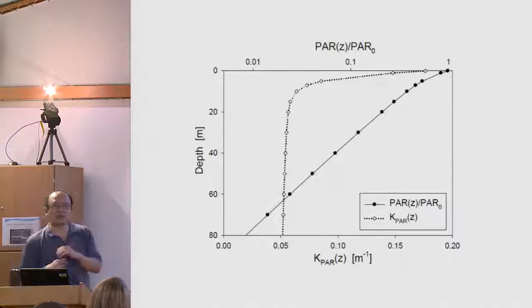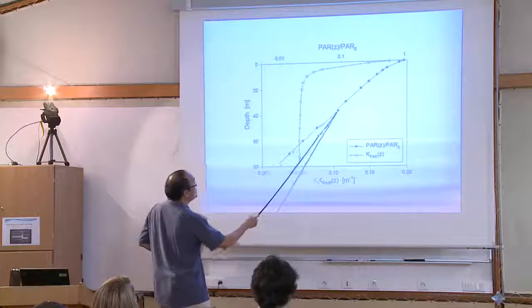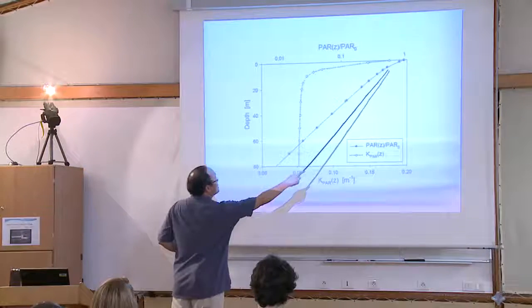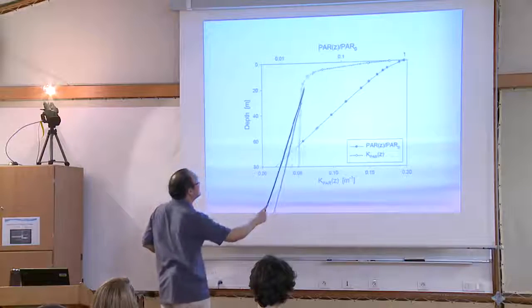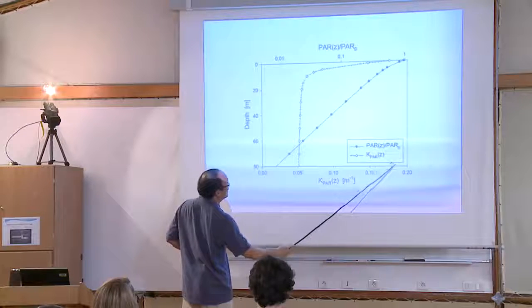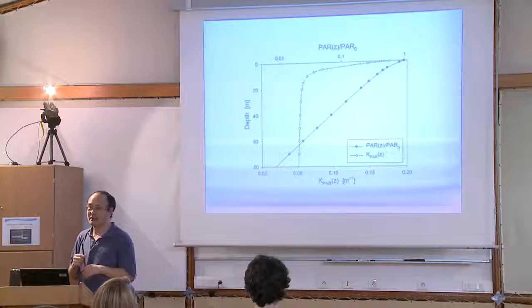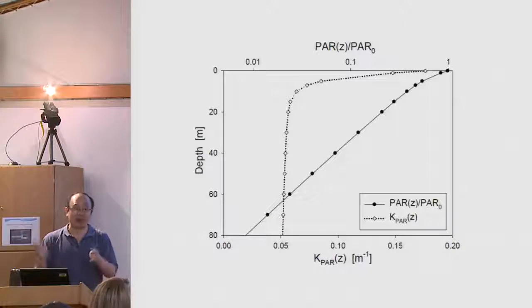Here you can run Hydrolight simulations to check this. Hydrolight simulation shows this is par Z to par zero, the ratio of par at deeper depths divided by surface. This is K par Z. You can see K par Z at the surface is roughly maybe 0.16, but at a deeper depth, about 0.05. That's a factor of 3 difference. So K par Z can change significantly with the increase of depth, simply because of the narrowing of the spectral range.